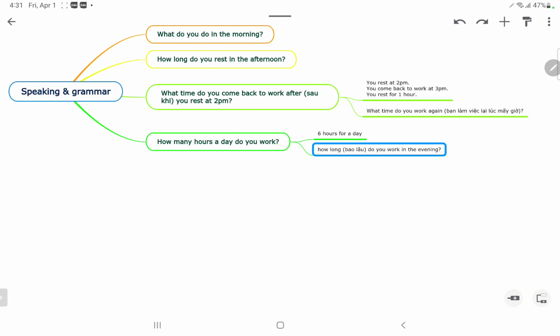Oh, Mr. Tin, after you listen to music, do you go to bed or go out and have a beer? So after you listen to music in the evening, what do you do next? Oh, and then you go to sleep. How long do you sleep in a day, Mr. Tin?